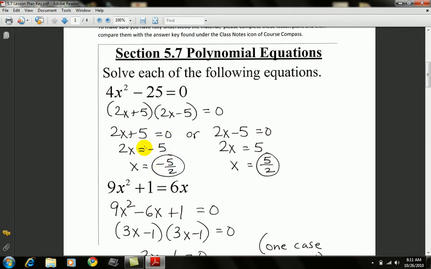Here we subtract 5 from both sides and divide by 2, giving negative 5 halves. Here we add 5 to both sides of the equation and then divide by 2. So this quadratic, degree 2, quadratic equation has two solutions, two roots, two answers, negative 5 halves and positive 5 halves.